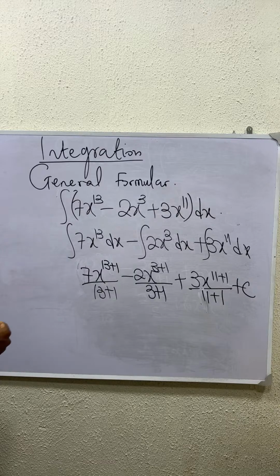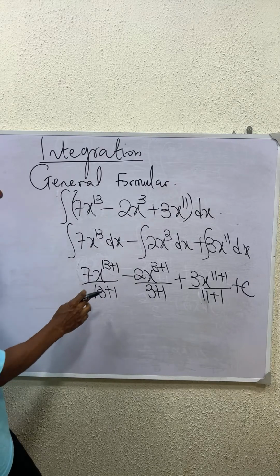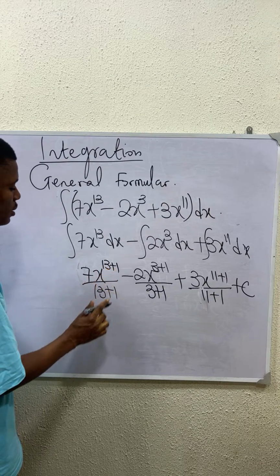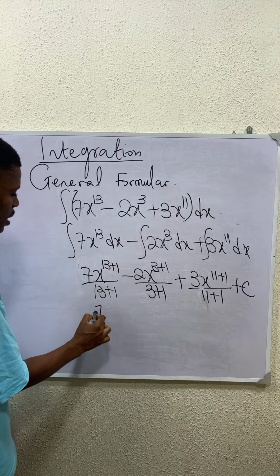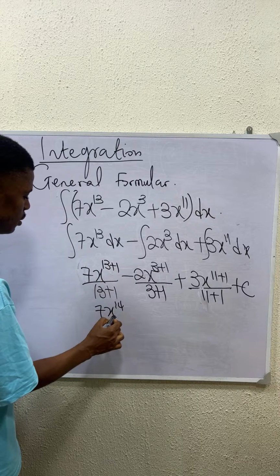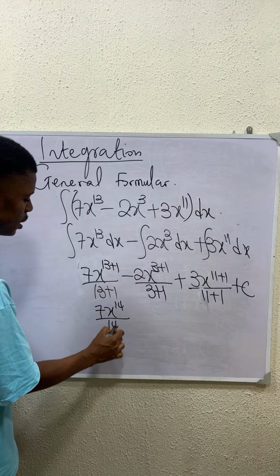integration. Okay? So what do you have? 13 plus 1 is 14. You have it as 7x^14 divided by 14.